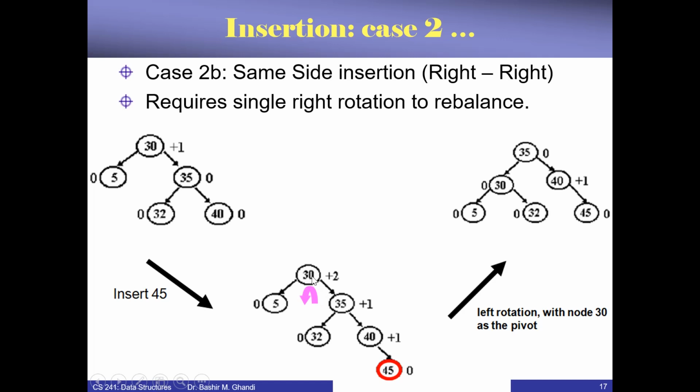Okay, so 30 will become the new left subtree of 35. What becomes of the former left subtree? It becomes the right subtree of 30. So 32 is now on the right of 30. This is how you restore balance in this case.